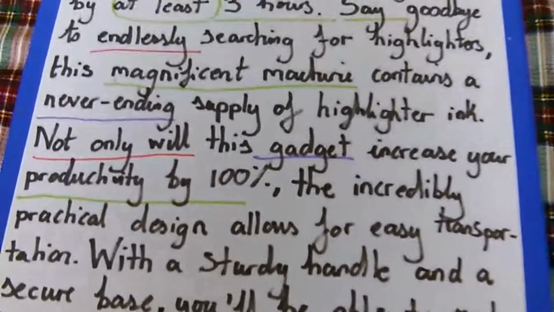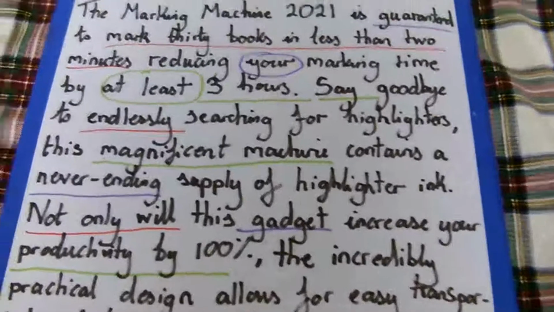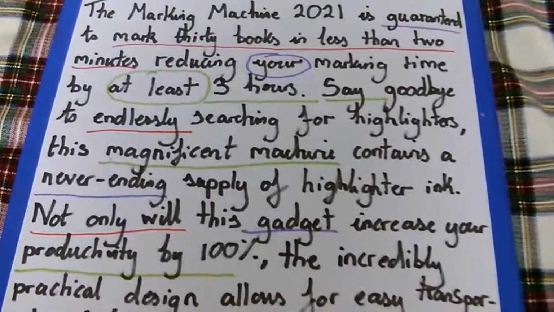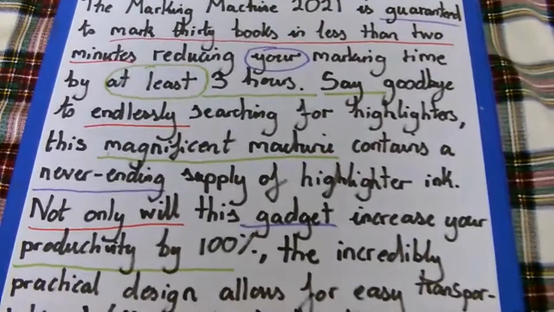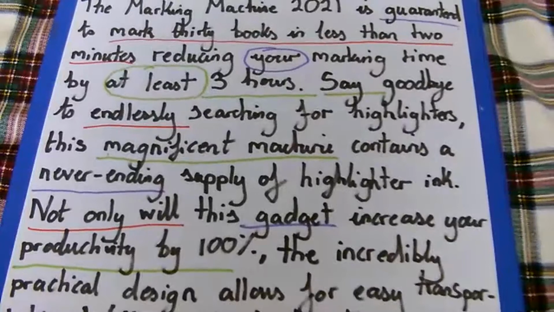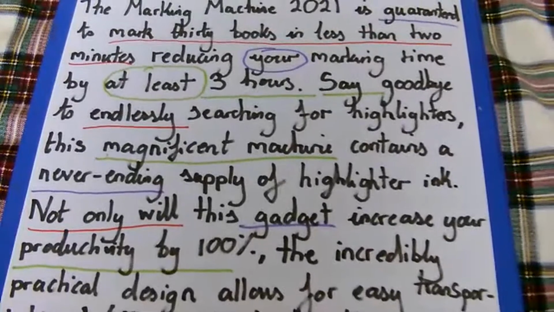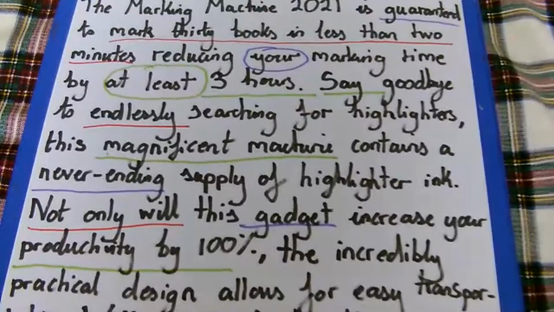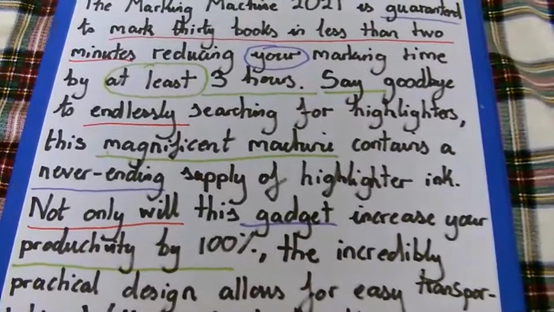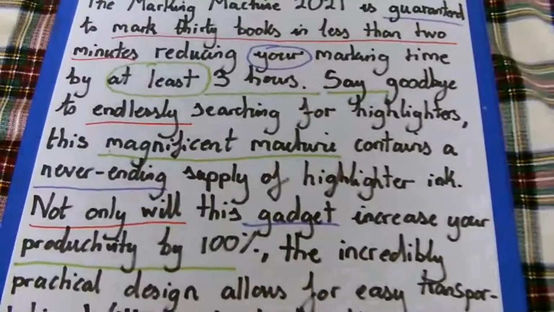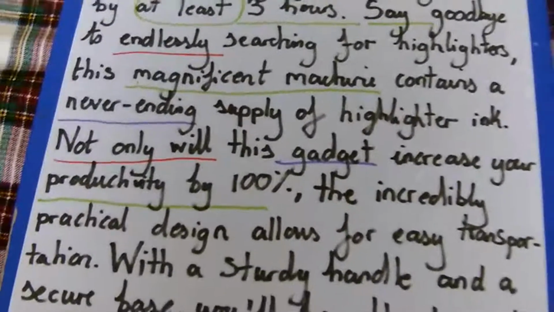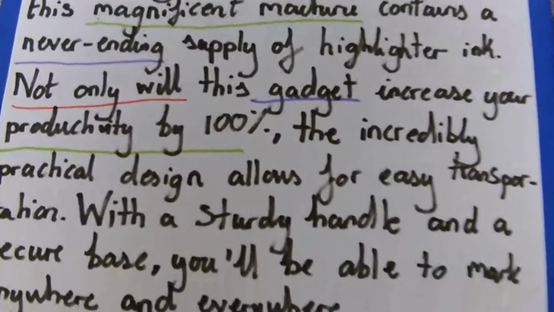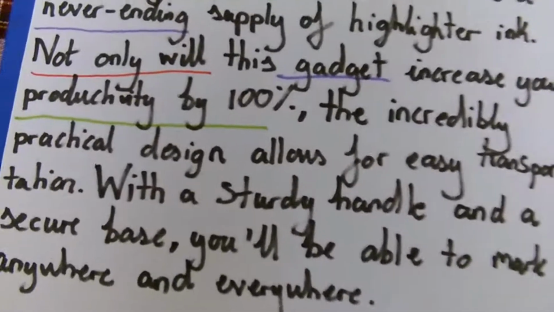Let's read it once more to check that it makes sense. Let's go from the top. The marking machine 2021 is guaranteed to mark 30 books in less than 2 minutes, reducing your marking time by at least 3 hours. Say goodbye to endlessly searching for highlighters. This magnificent machine contains a never-ending supply of highlighter ink. Not only will this gadget increase your productivity by 100%, the incredibly practical design allows for easy transportation. With a sturdy handle and a secure base, you'll be able to mark anywhere and everywhere.